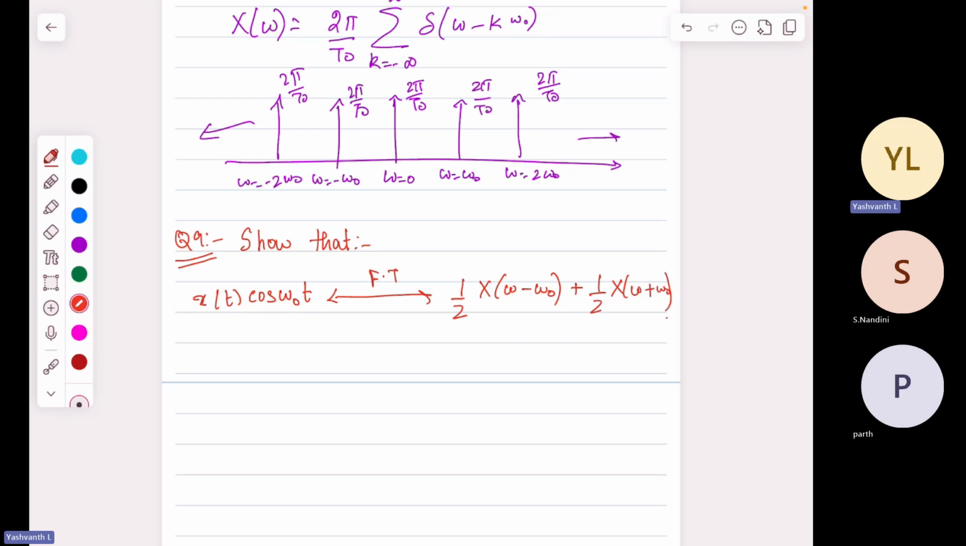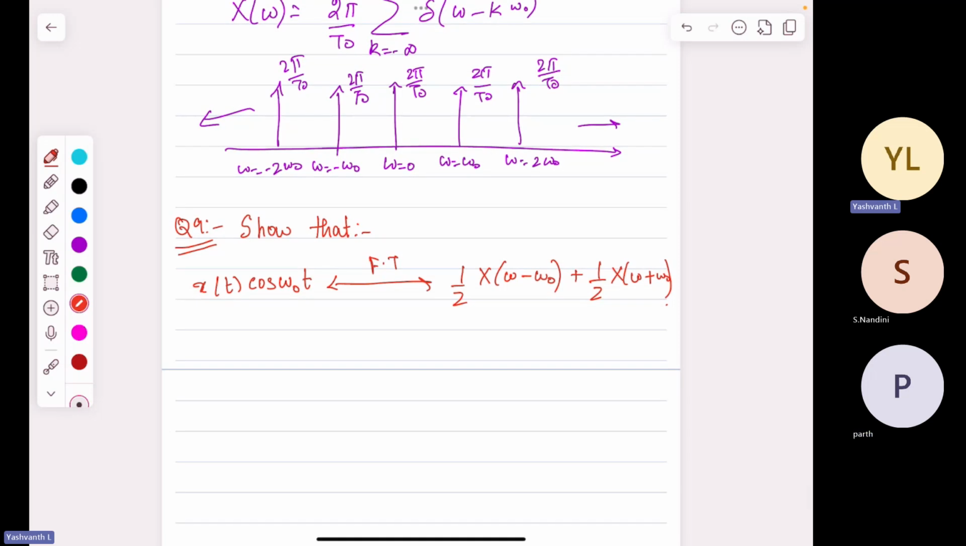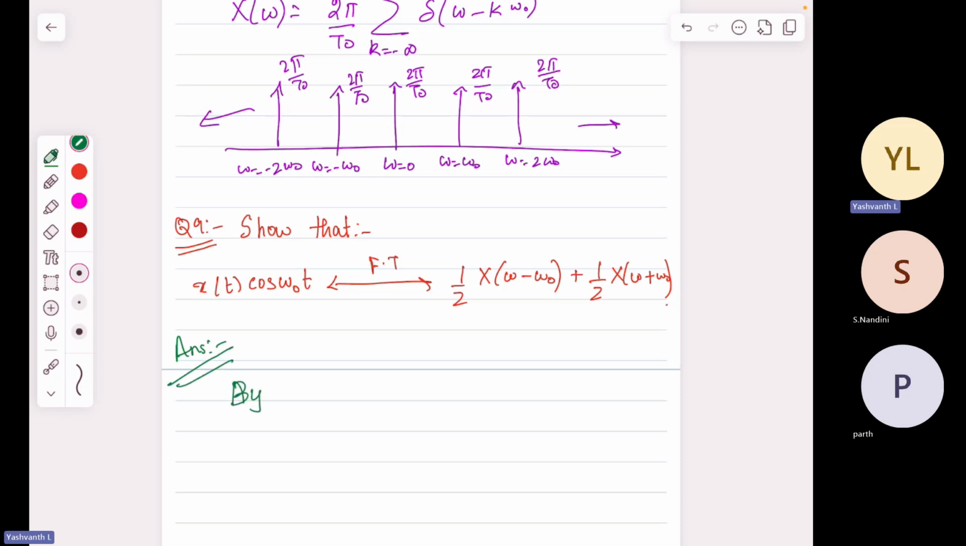Can anyone tell me what is the approach I need to use? It's a very straightforward solution actually. Apply Euler formula and then cos into e to the power j... You are right. That's the starting point. Apply Euler's formula, then you're done. Okay, let's do that. Answer by Euler's formula.